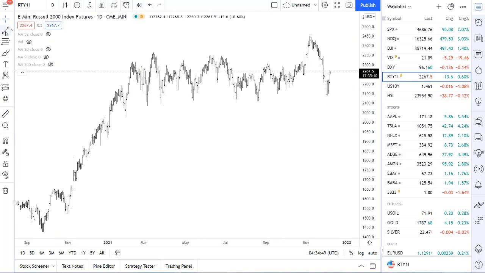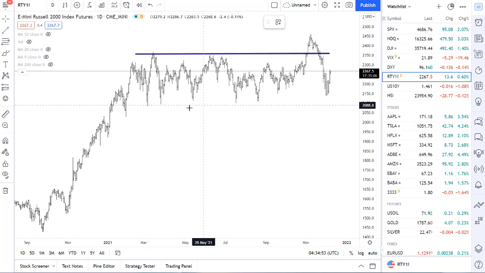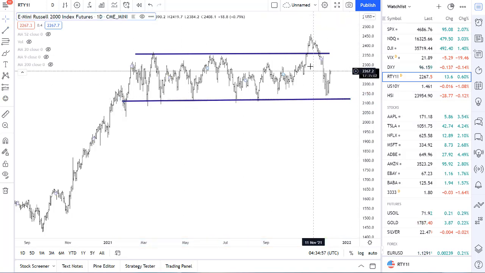So step number 1 is we have a resistance level and we have a support level here, okay? Like that, like so. Step number 1 is we break out. Step number 2 is that if it's a false breakout, we get back inside the channel. If so, then we're likely to run to the other side of the channel, right? So you can see breakout, is it a false breakout? If it is, it's going to get back inside the channel. And if we get back inside the channel, we're now likely to run to the other side of the channel.